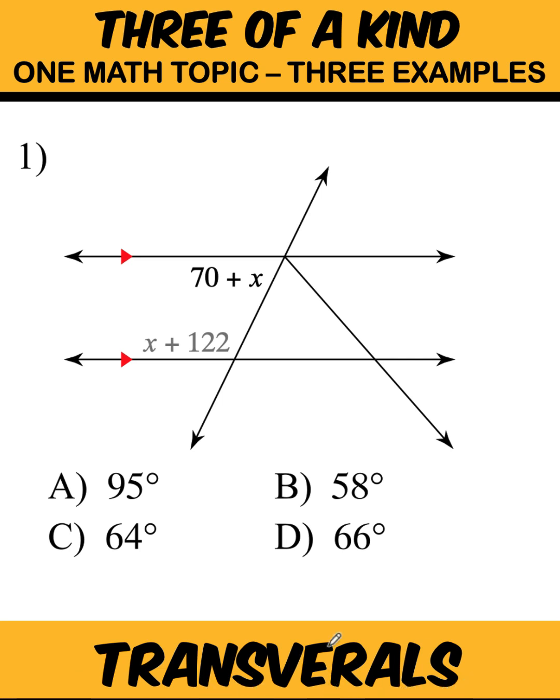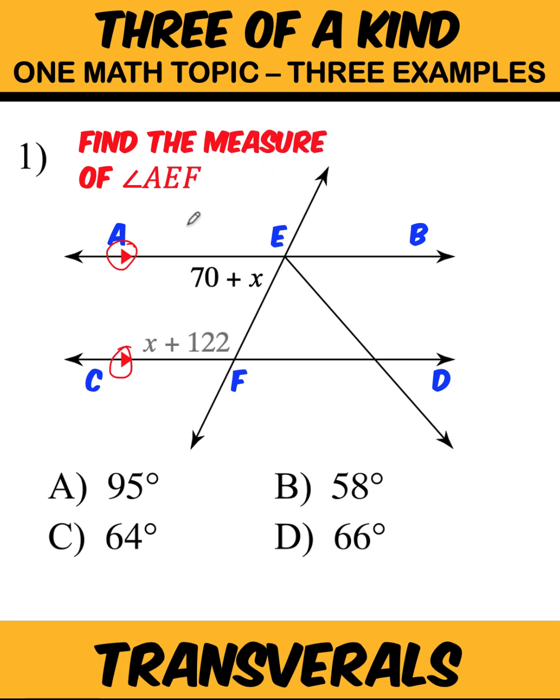Here's our first problem. Let's say we are given here two parallel lines. AB and CD are parallel as indicated by this symbol. And segment EF is the transversal cutting these two parallel lines. We want to know what is the measure of angle AEF, this angle here. Given that the measure of angle AEF is 70 plus x and the measure of angle CFE is x plus 122 degrees. Now let's analyze the situation.